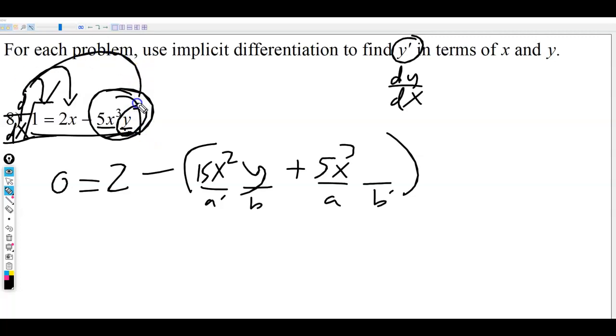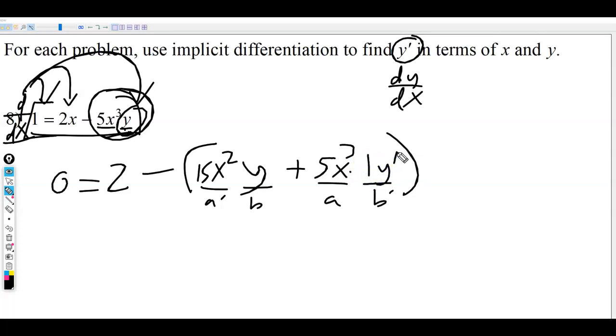Now when you take the derivative of y with respect to x, what you're going to do is take the derivative of y like you would do if you were taking the derivative of x. And the derivative of x would be 1, right? So the same thing here with y. If you take the derivative of y, you just get 1, but you get a y prime out of it as well.